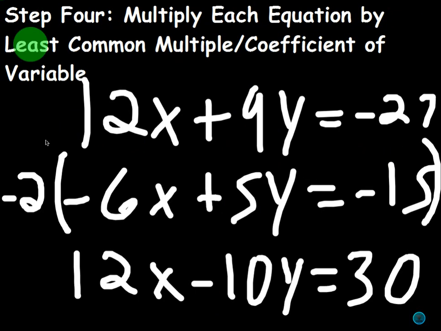That means that I'm going to have to take my bottom equation and multiply by negative 2 so that this becomes positive 12, my LCM. So I'll have to take negative 2 and multiply each of these. Negative 2 times negative 6 is 12. Negative 2 times 5 is negative 10. Negative 2 times negative 15 is positive 30. Alright, so there's the bottom equation converted so that the coefficient of x is the LCM. So here's my two equations.